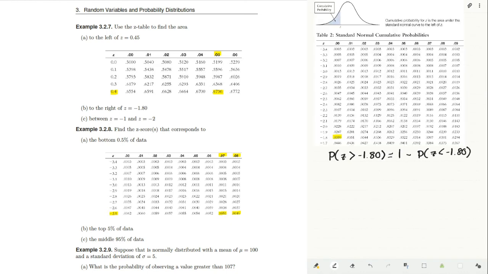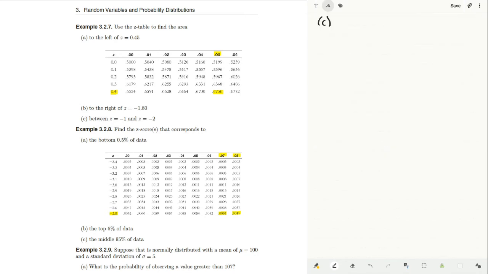Now using our z-table, if we look up our z-score of negative 1.80, we end up with the area to the left being 0.0359. Since we want the area to the right of this z-score, we take 1 minus this area. So 1 minus 0.0359 will give us 0.9641.